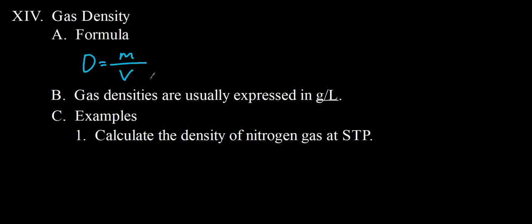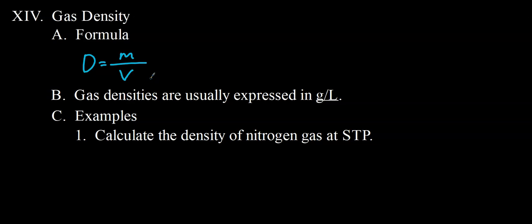All right, so let's try some examples. First one, calculate the density of nitrogen gas at STP. So we need to know the mass and the volumes. What is the mass? Looks like we're missing everything. We're given nothing really. So what is our approach here?